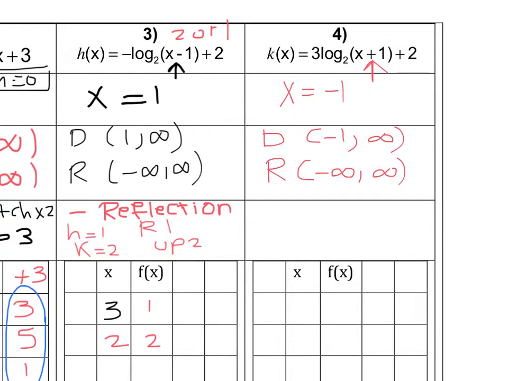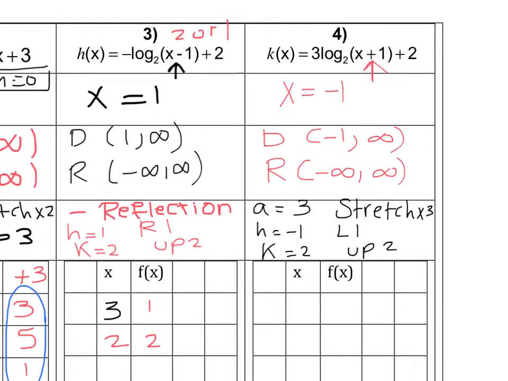Now let's go ahead and tell what each represents in the transformation. A is a 3, so then it's being stretched by a factor of 3. The h is a negative 1, so my graph is moving to the left one, and the asymptote, as you can see, will be moving to the left one. My k is a 2, so my graph is going up 2.